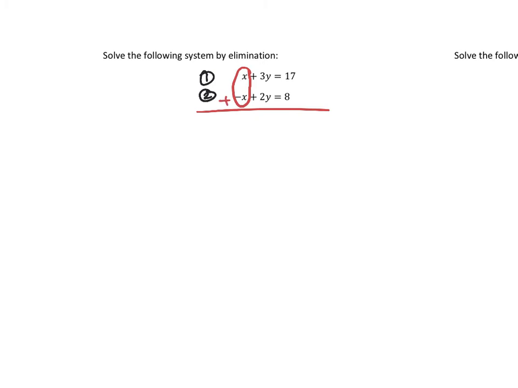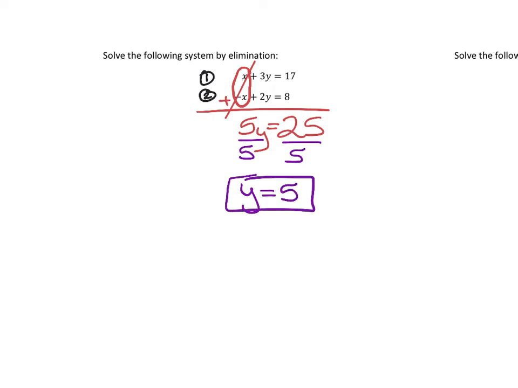the whole thing. And we're going to add 17 plus 8 is 25. 3y plus 2y is 5y. And x plus negative x eliminates. All we have to do now is continue to solve for y, or just divide by the coefficient, so that we can have the first part of my solution. y equals 5 is the first part.